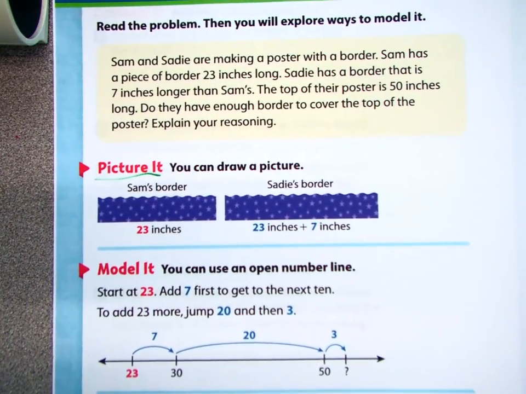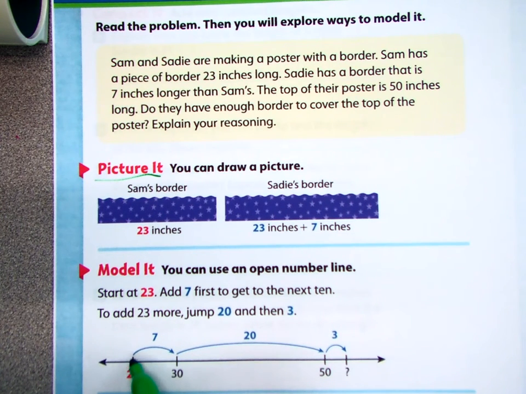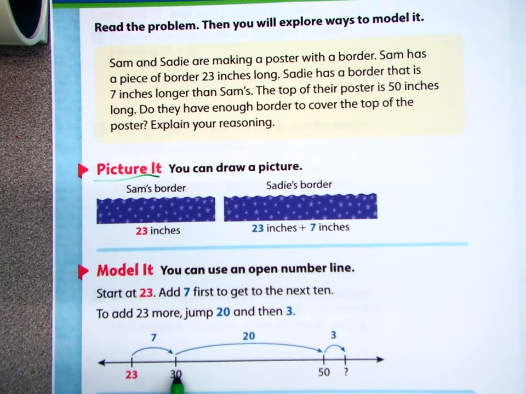Model it. Here comes that number line, that open number line. And we talked about open number lines a lot in my class. It's just a blank number line. You add your own numbers in. So you can use an open number line. Start at 23. Then you add 7 to get your next 10, because we talked about this in the previous lesson. It's easier to make the next 10 to get a whole number. It makes it easier. So they made their next 10. They jumped 7. Got to put your number up top. Got 30.